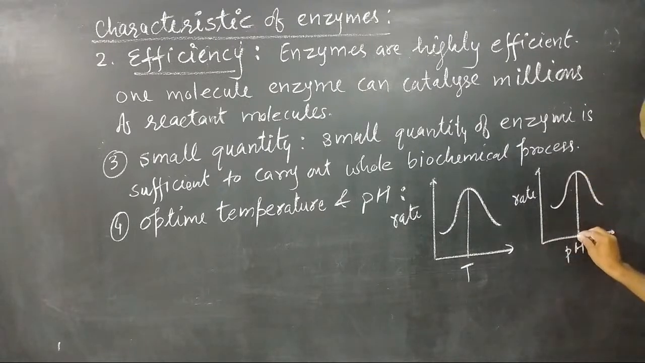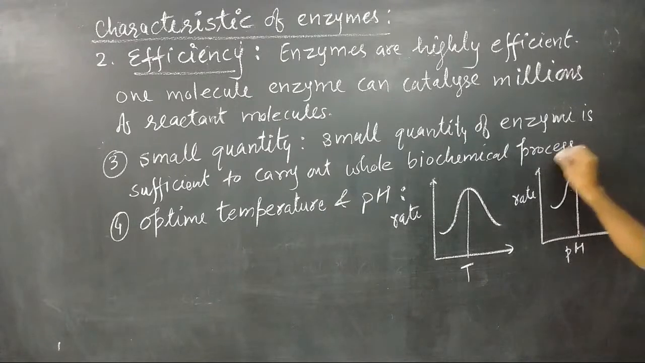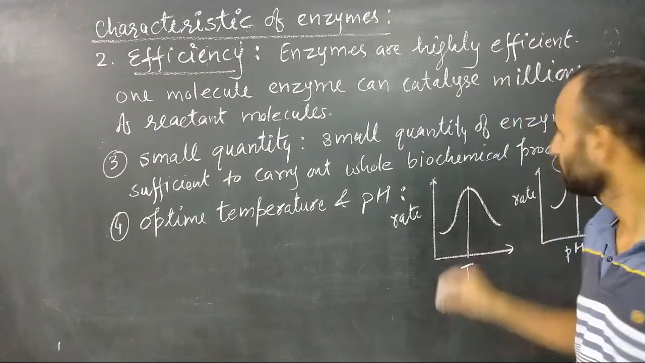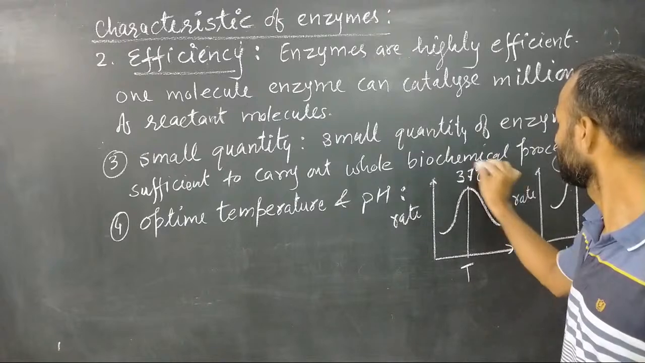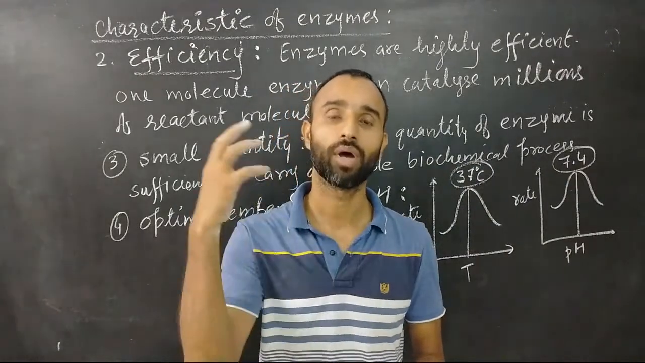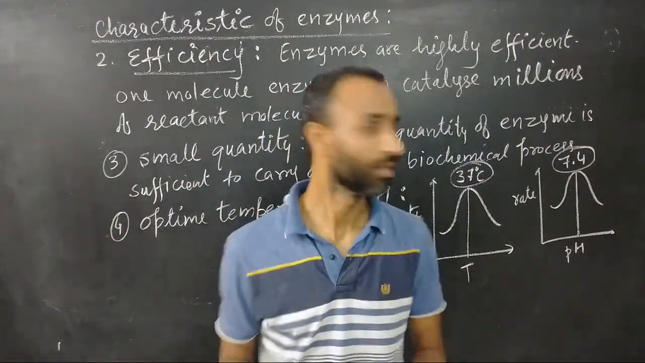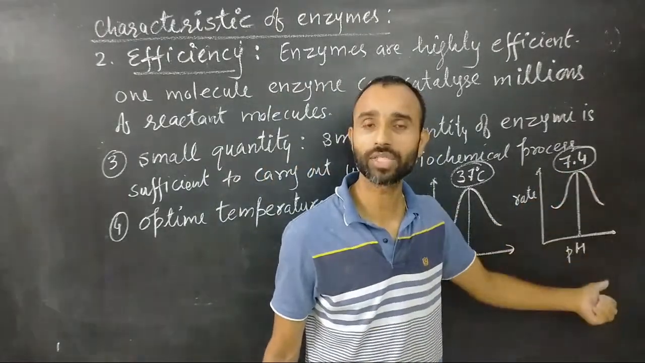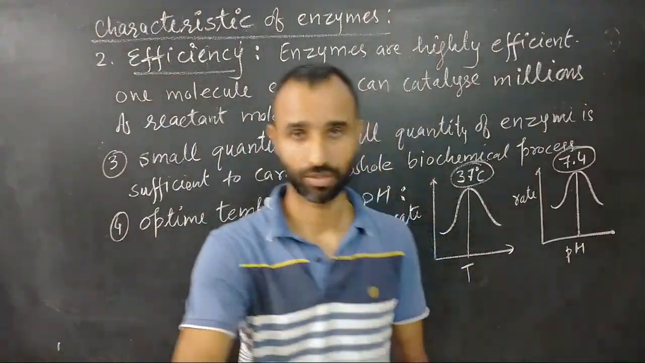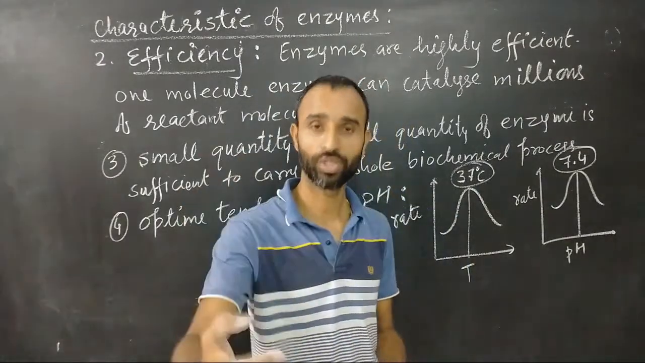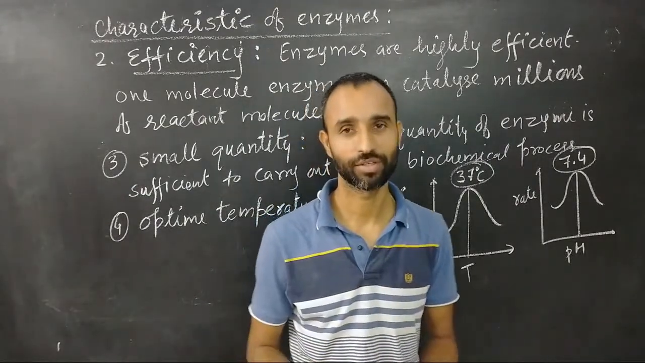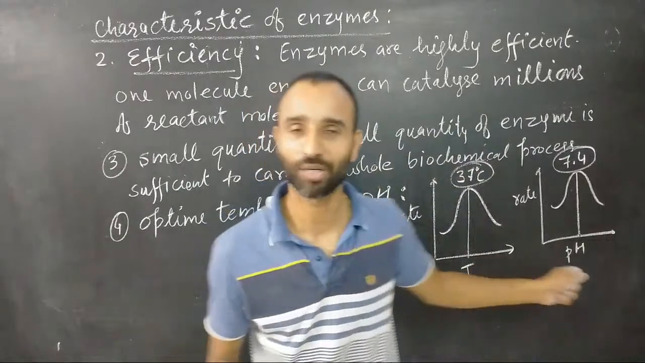So optimum pH for enzymes is 7.4 and optimum temperature is body temperature, that is 37 degree Celsius. Means at 37 degree Celsius enzymes have highest efficiency. At 7.4 pH it has highest efficiency. Below that pH, above that pH, they are not working at their maximum capacity. That's what optimum means. Understand this. I made the graph for that reason.